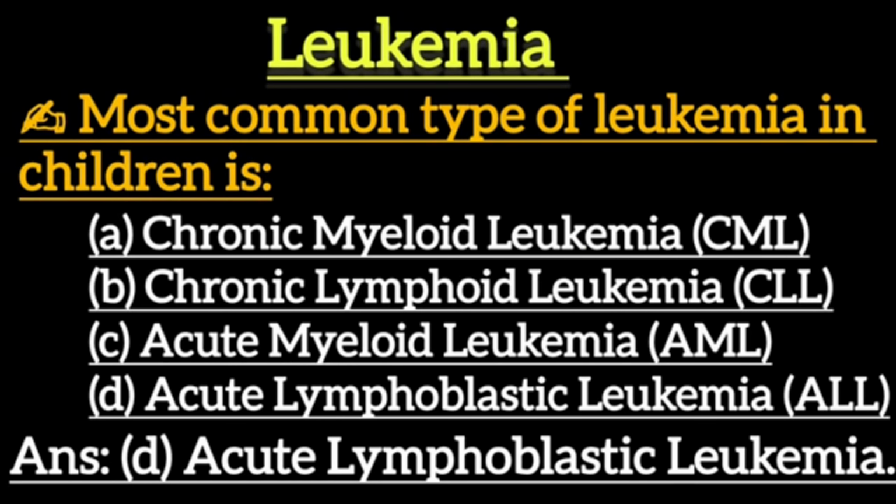Next one is, most common type of leukemia in children. Option A, chronic myeloid leukemia. Option B, chronic lymphoid leukemia. Option C, acute myeloid leukemia. Option D, acute lymphoblastic leukemia. Correct answer is option D, acute lymphoblastic leukemia.